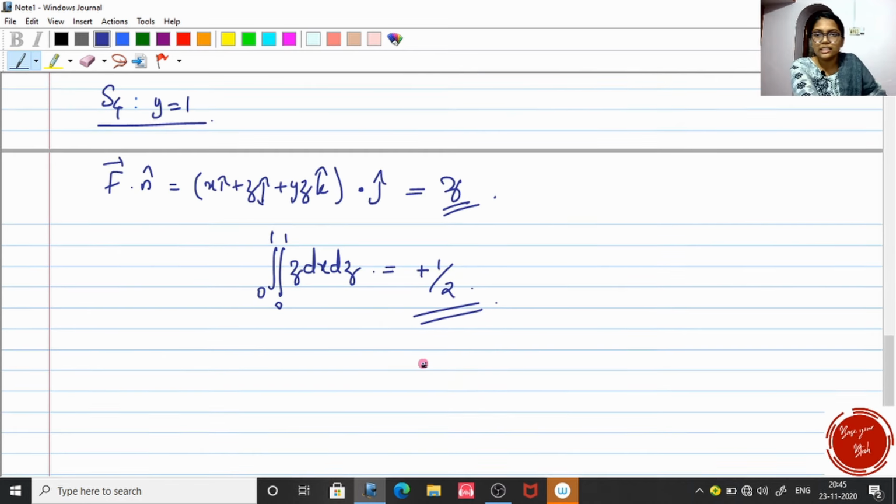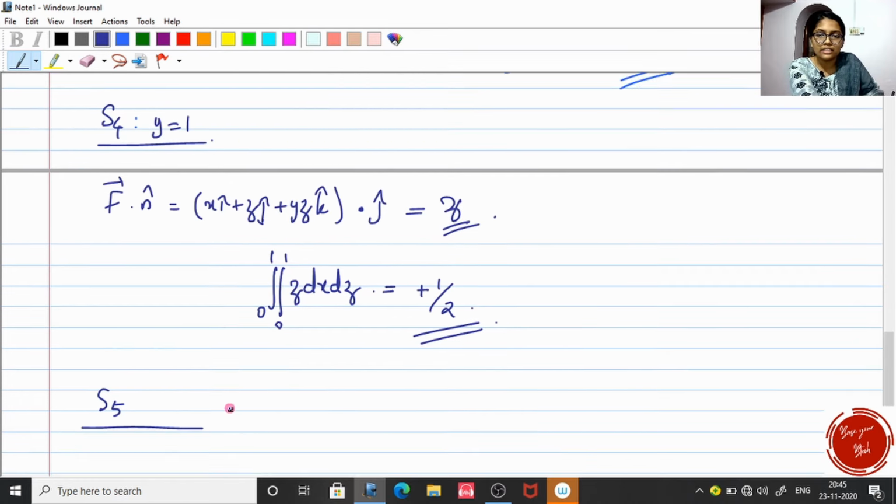And the last set is for S5 and S6. For S5, which sets the first?